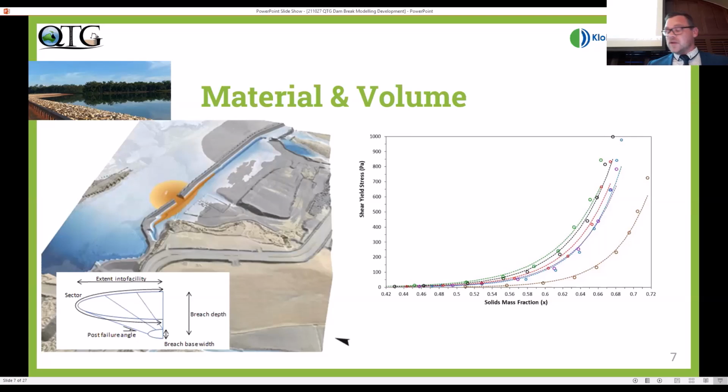A couple of things to note is, again, there's some assumptions related to the density of the material. We can look at the density of the in situ material. We can look at the relationship between its... sorry, I've just lost my place.